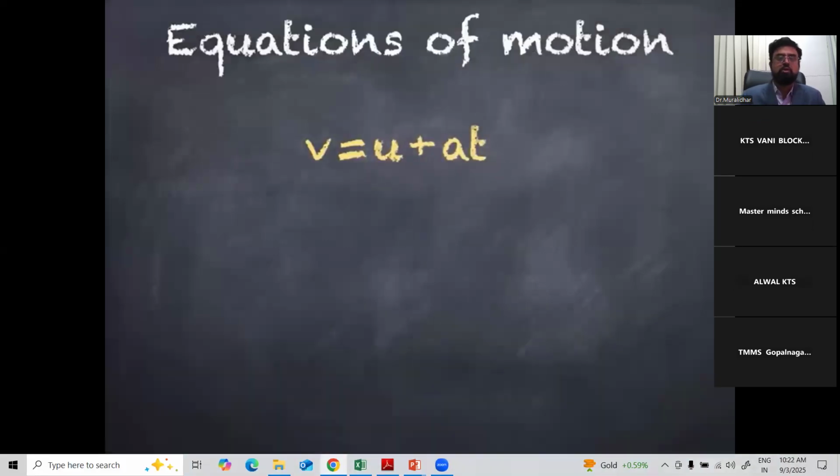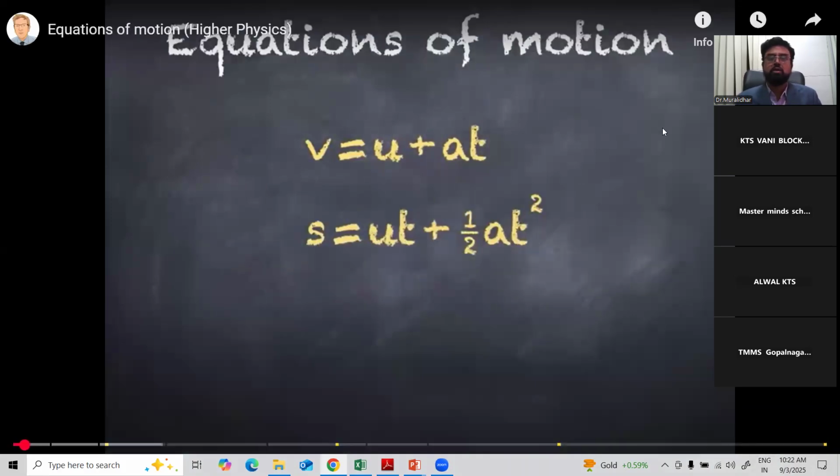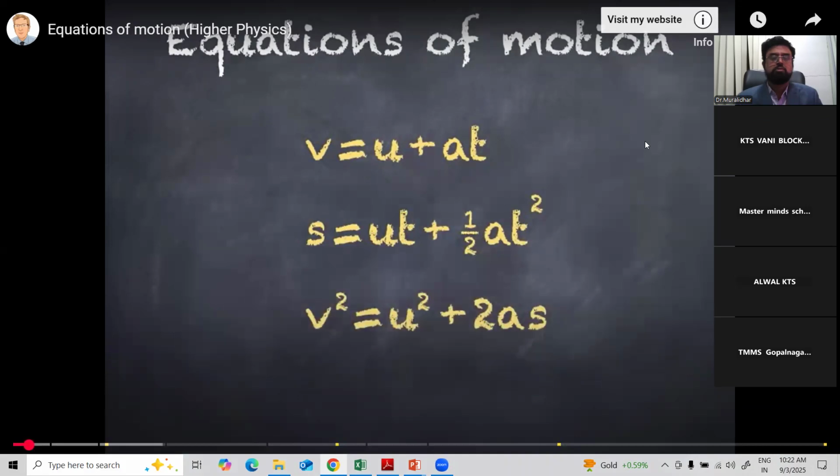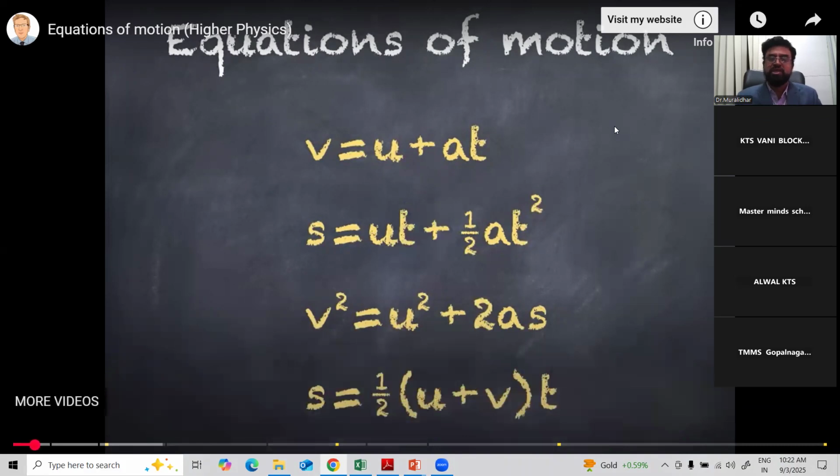V equals U plus AT, S equals UT plus half AT squared, V squared equals U squared plus 2AS, and of course, S equals half U plus V times T. You can write this the same way, only the half is taken outside. Sn is equal to the formula I wrote. Here also, V square minus U square: U square comes to this side and becomes minus. V square minus U square is equal to 2as, or V square is equal to U square plus 2as. These 4 are called equations of motion.